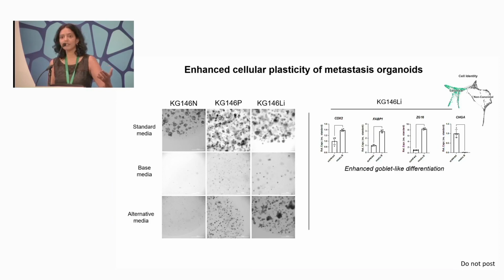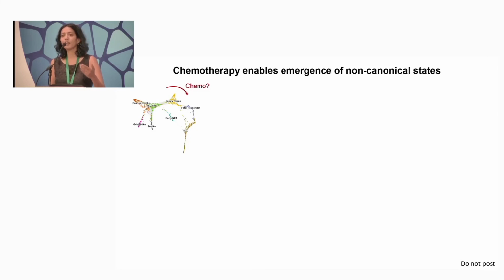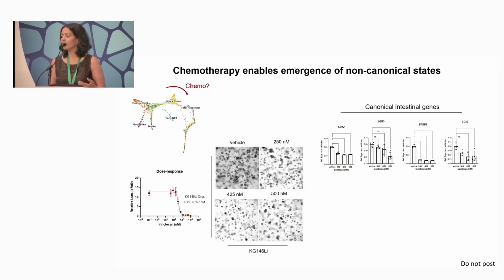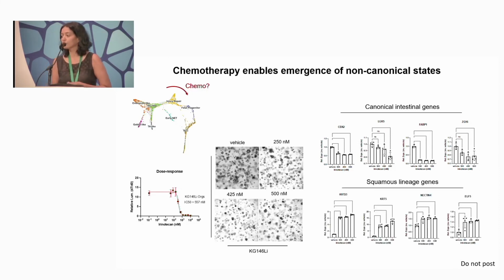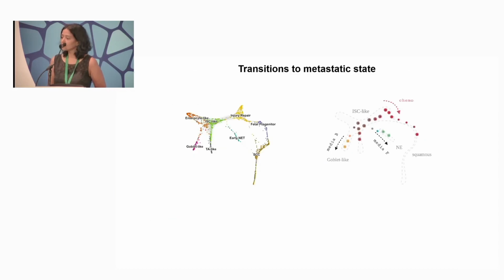They have tremendous plasticity. They can go into goblet cell differentiation directions, into enteroendocrine or neuroendocrine differentiation directions, and if we treat them with chemotherapy, we can get them over the canonical to non-canonical hump, going through that injury repair cycle, and then we start to see the gain of a fetal progenitor program, the loss of intestinal programs, and the gain also of squamous lineage programs. Now, using our gene expression data for multiple patients, we've identified a bunch of transcription factors that are shared across multiple patients, which we are now performing perturbation experiments on to dissect mechanisms of transdifferentiation and find ways to block this.